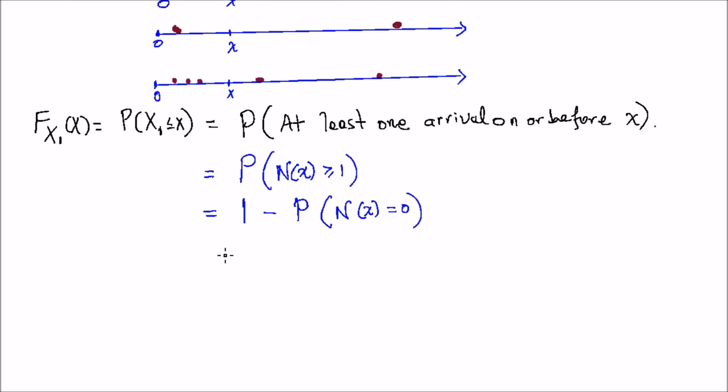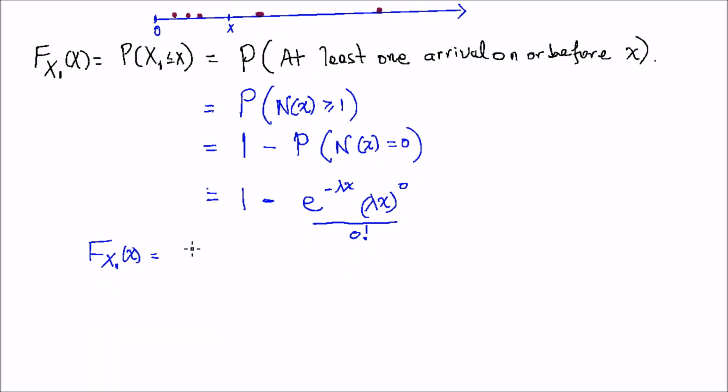Okay, just utilizing the PMF of the Poisson distribution, we have 1 minus e to the negative lambda x to the power of 0 divided by 0 factorial. 0 factorial is 1. Lambda x to the power of 0 is 1 again. And therefore, we have the cumulative distribution function of time to the first arrival of a Poisson process equal to 1 minus e to the negative lambda x. And x takes values of 0 or more, and that's the non-negative real line.